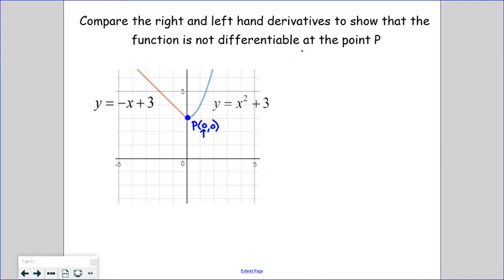When I do the left-hand derivative, I use the function that is left of whatever point they're asking me to look at. So point P is at 0. The function to the left of that is negative x plus 3. So I just do the derivative of negative x plus 3 at x equals 0, whatever x value was in point P. Okay? So we go through our formal definition.